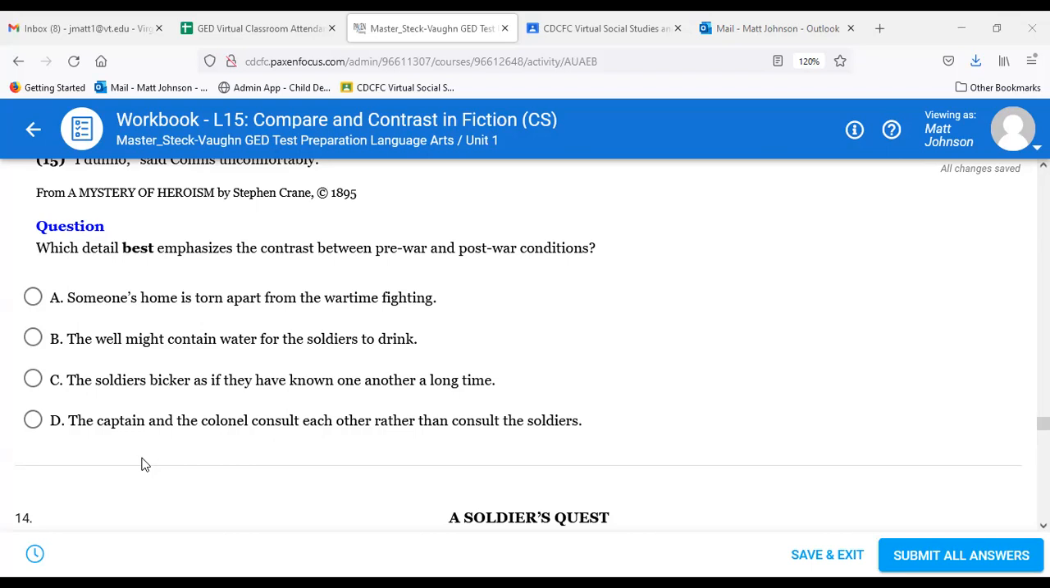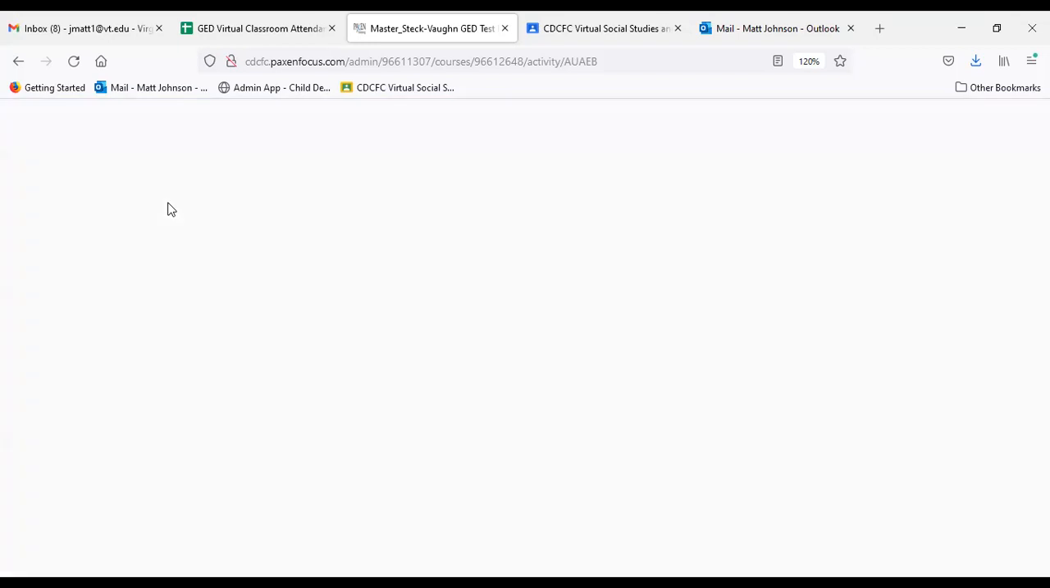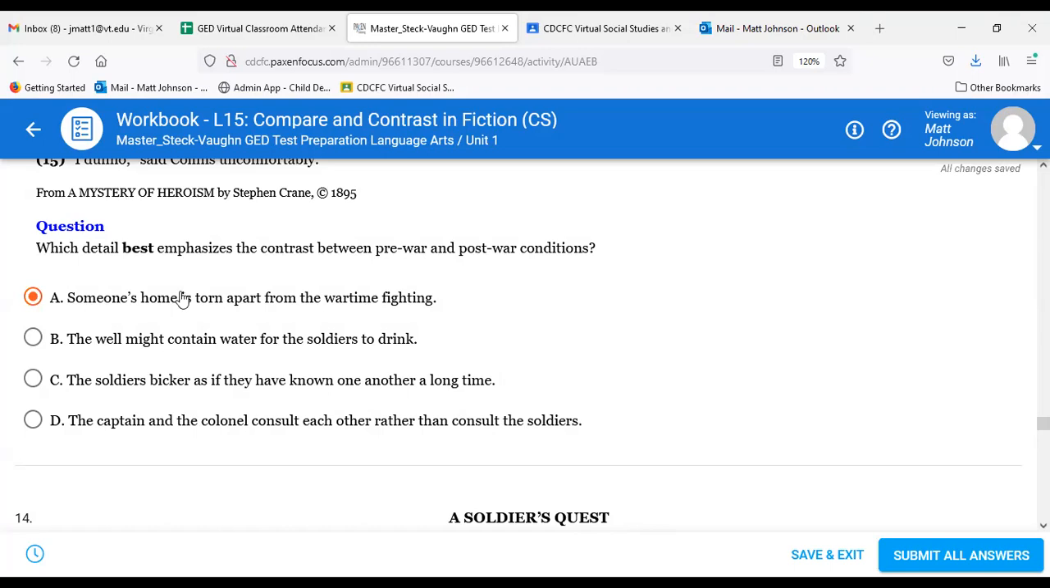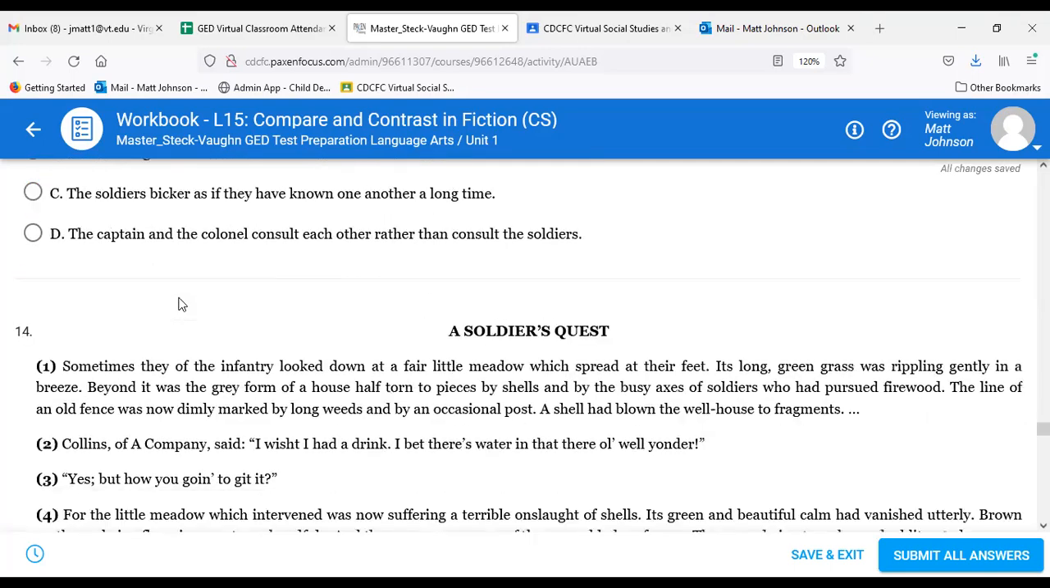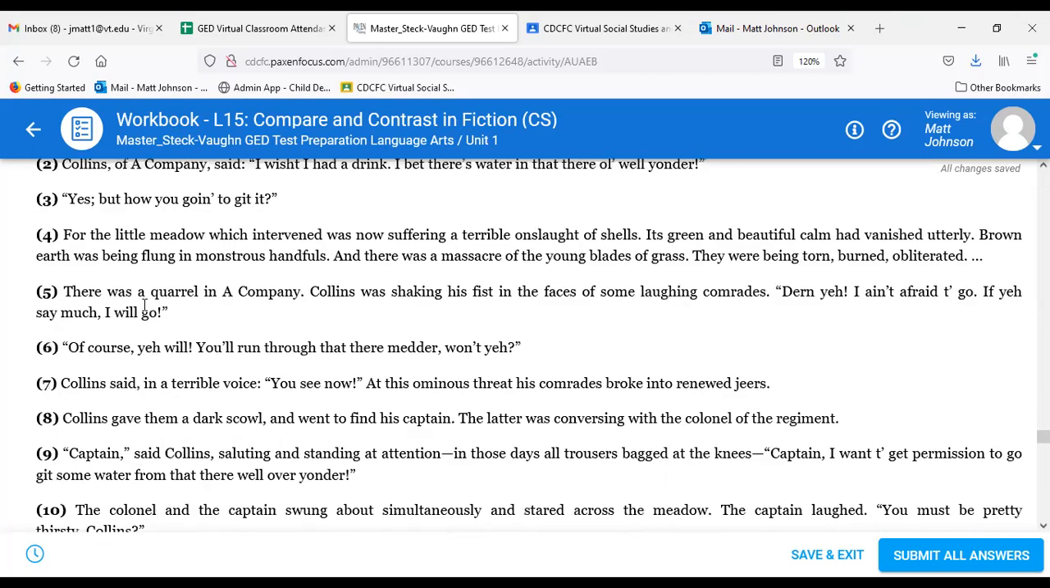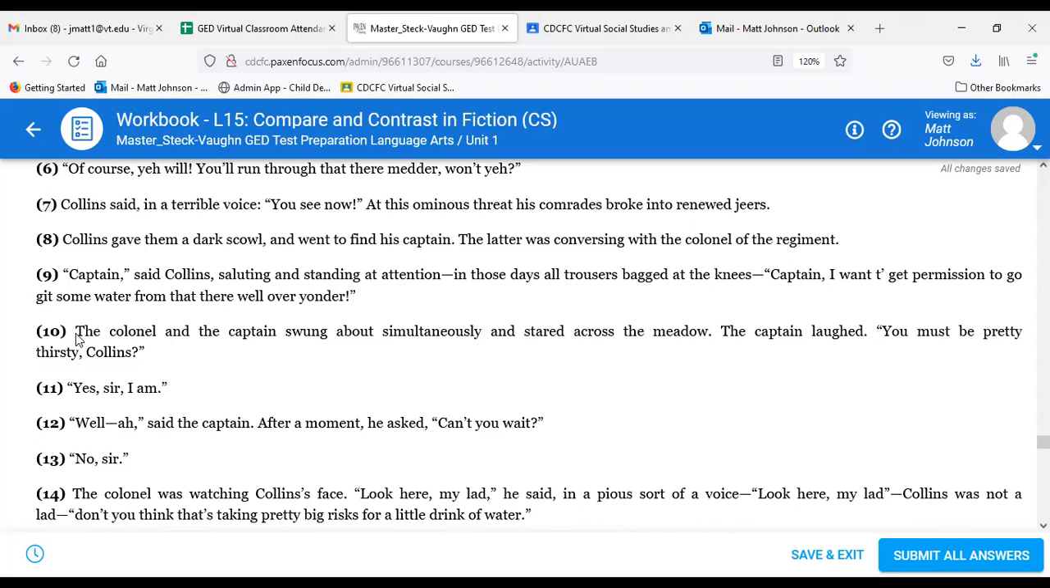Is it A? Yeah, A. 13 is A: someone's home is torn apart by war. And of course, I was smiling through all that because I grew up with people that talked exactly like that. So it's not that foreign to someone like me to hear somebody speak that way. So 13 is A.